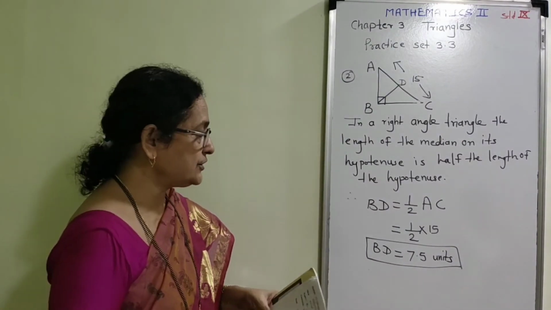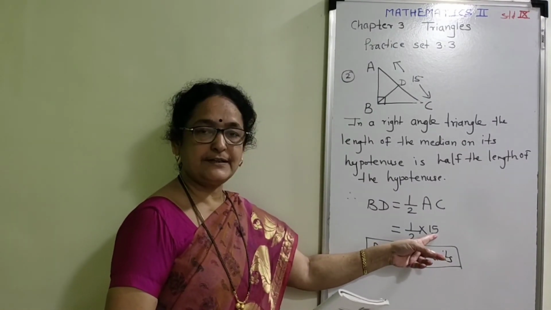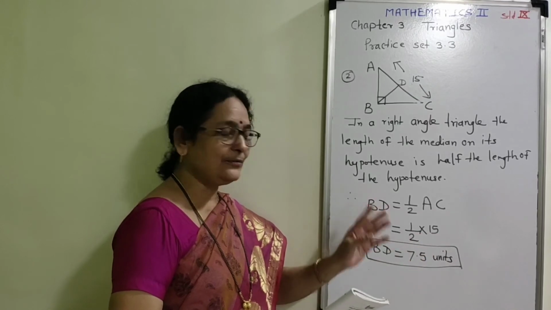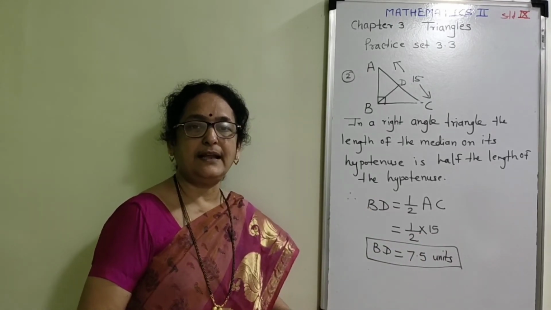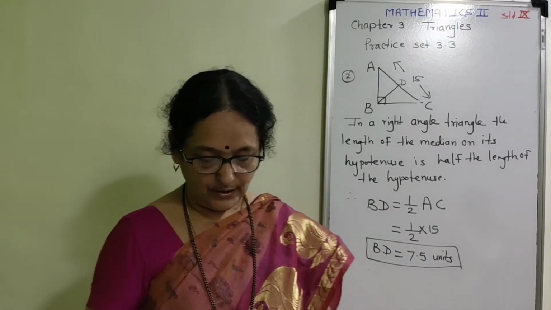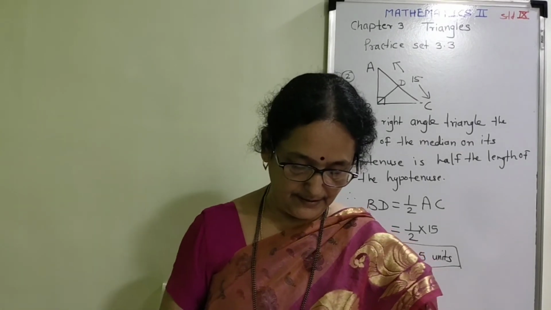This example is very important. If the length of the hypotenuse is changed, take half of the given length, and that is the length of the median. Now we are going to complete example number 3.